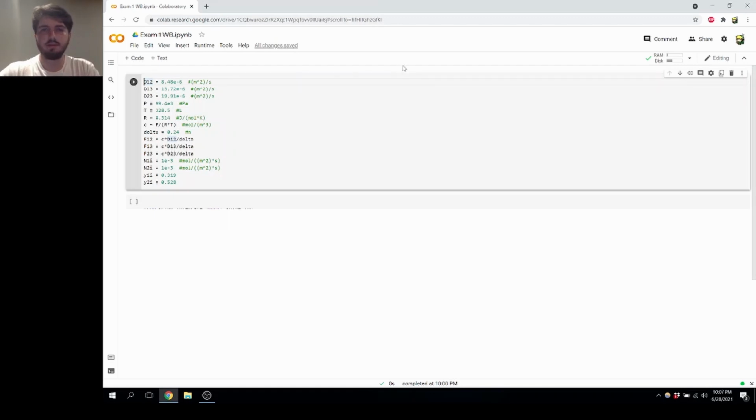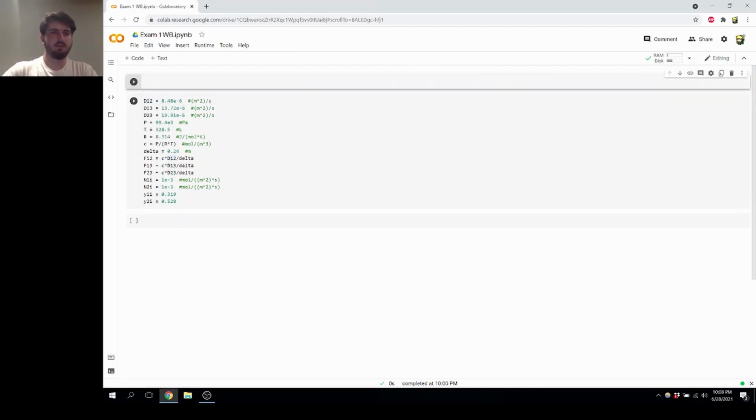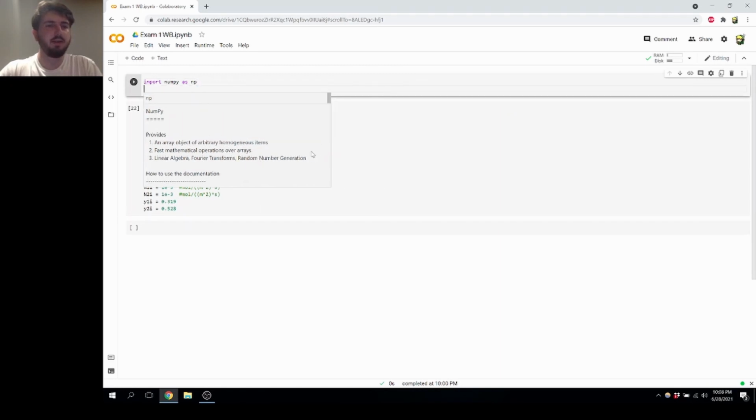To start us off, we're going to have to import a few things. I'm going to add a line of code to the top. We're going to start off by importing numpy as np, just as our abbreviation. Numpy is a numerical library. It gives us a lot of functions, so we're definitely going to need that.